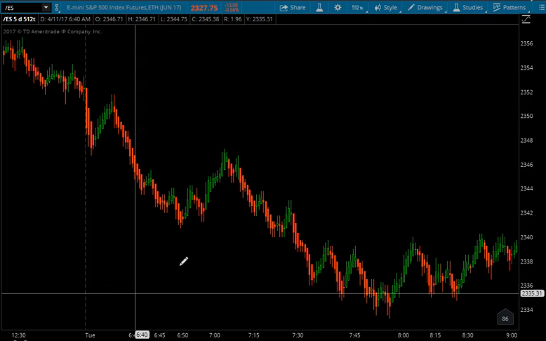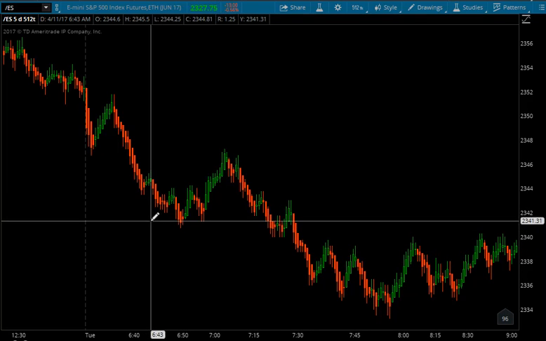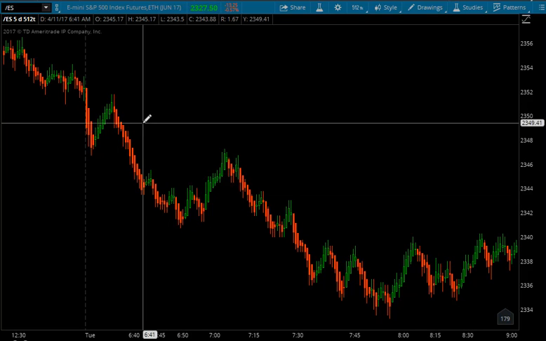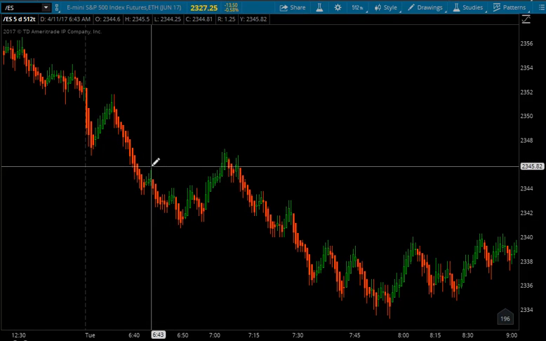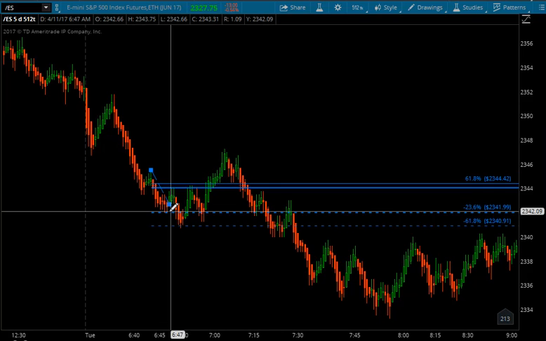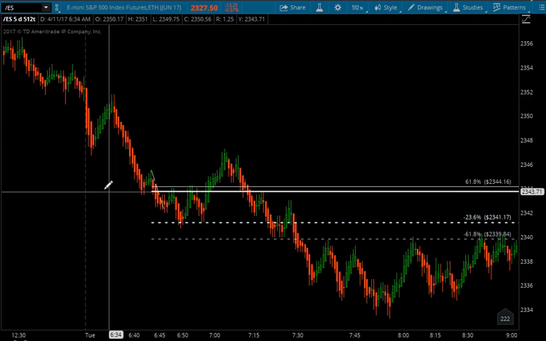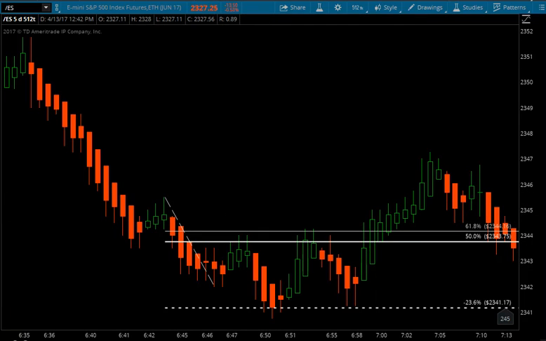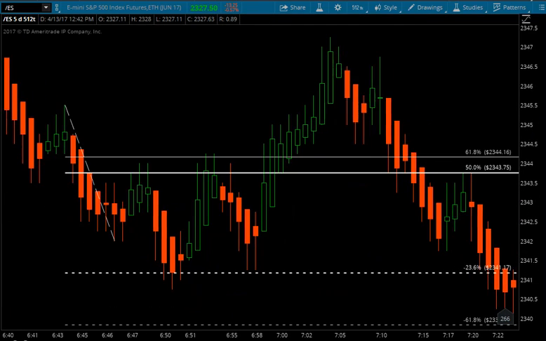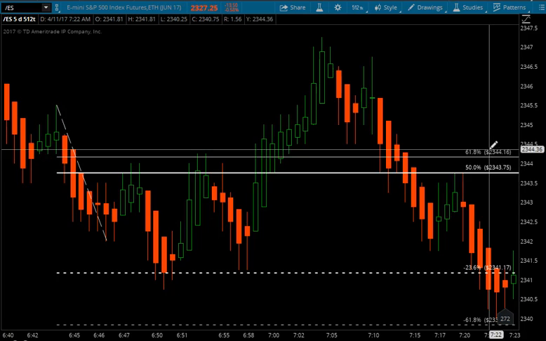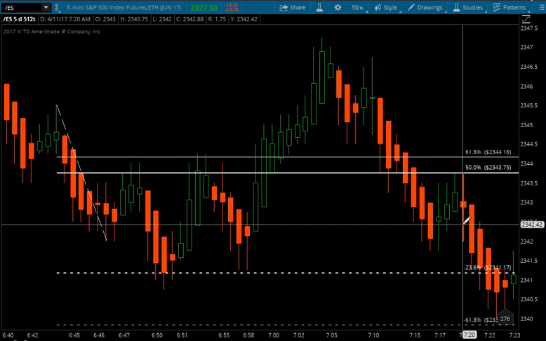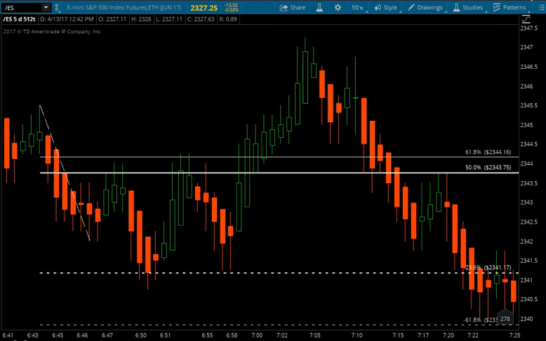So what I use for my trading is a simple 50% retracement using the Fibonacci tool. And so if we go back to Tuesday of this week and we look at the first setup of the morning, it's pretty small. And it's pretty small in that the distance from the 50 to the 61 is barely half a point.